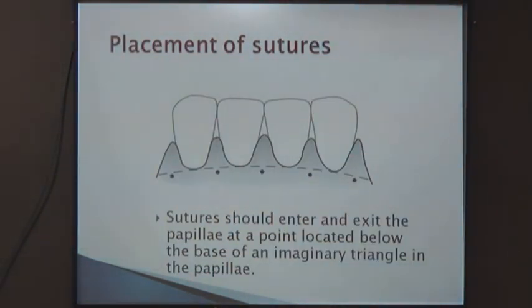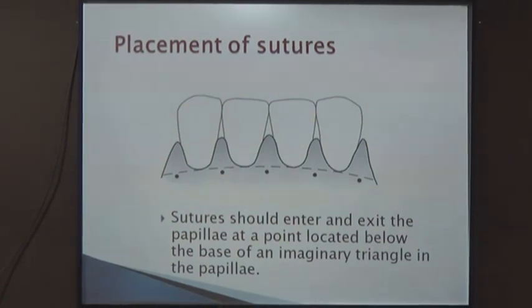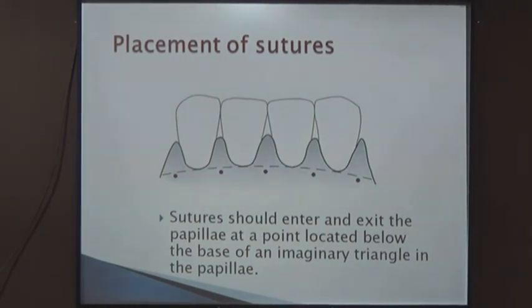See where the suture should be. The suture should enter and exit the papilla at the point located below the base of an imaginary line triangle in the papilla. See, they have given the triangle, isn't it? These are all the imaginary lines. See, where the suture points are, there only they will enter and exit the suture material. So, the suture should enter and exit the papilla at the point located below the base of the imaginary triangle in the papilla.